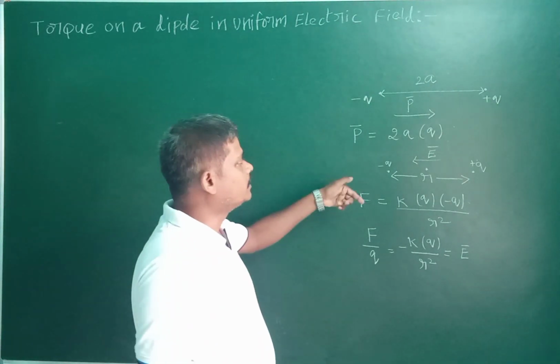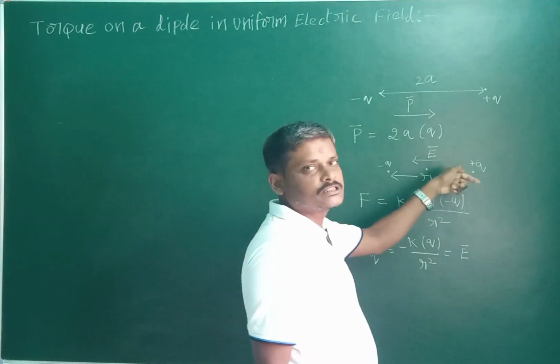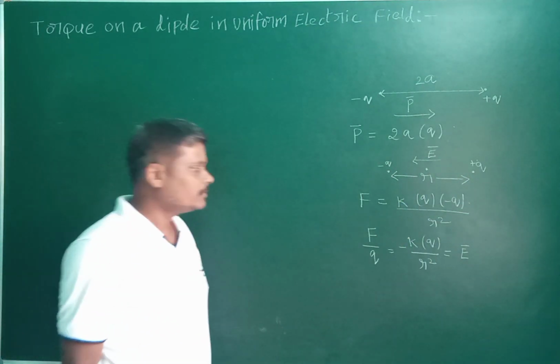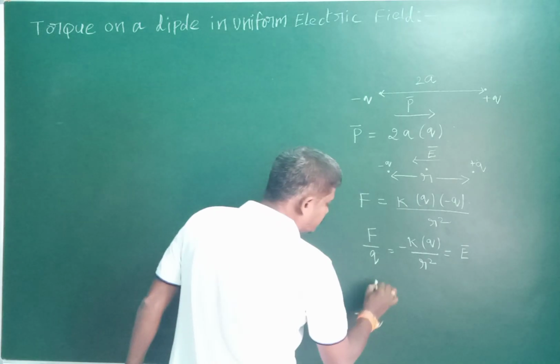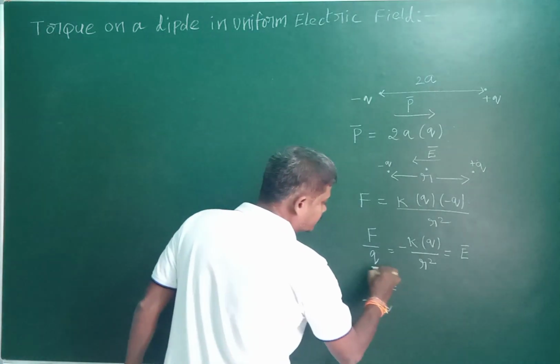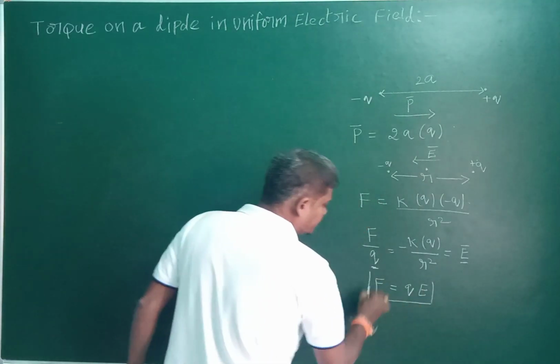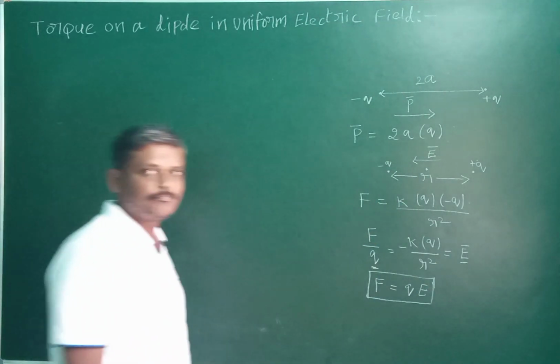So if you take the dipole moment, it is from negative to positive. Electric field intensity is from positive to negative. So this is the relation among force, charge and electric field intensity. F is equal to qE.